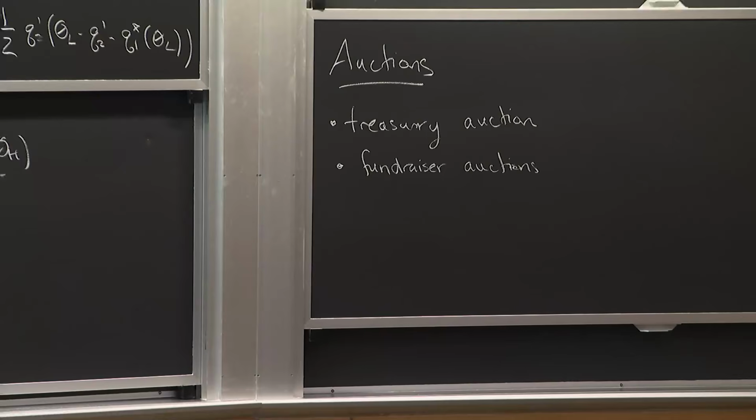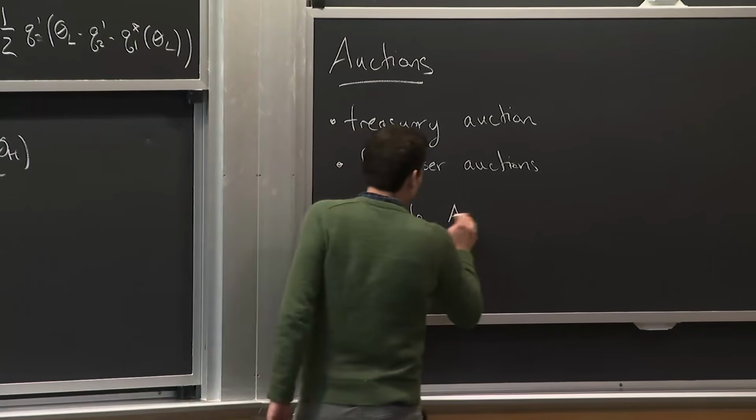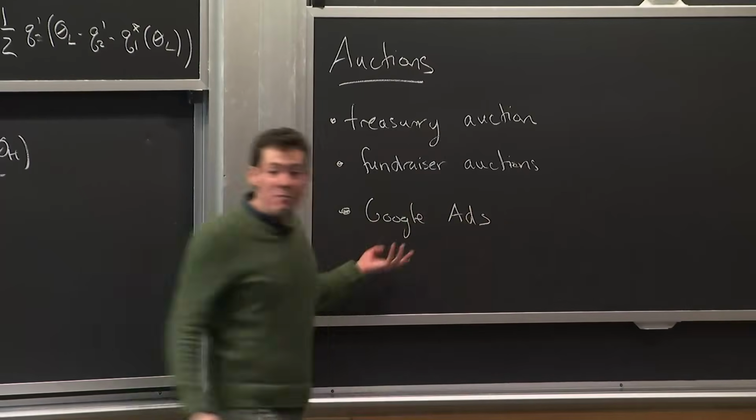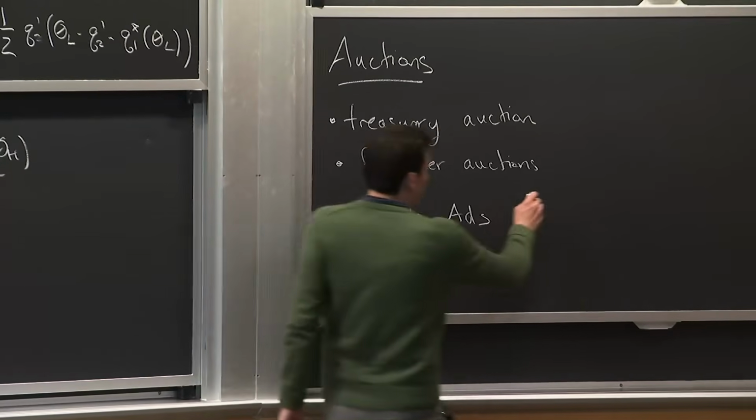Any other kind of common auctions? Oh, yeah, sorry. Oh, great. OK, so I think when I've taught this course in the past, no one's given that example. And I always have to bring it up. Google Ads is the biggest. Google is the biggest private auctioneer in the world. They make $250 billion a year on auctions, roughly, in revenue.